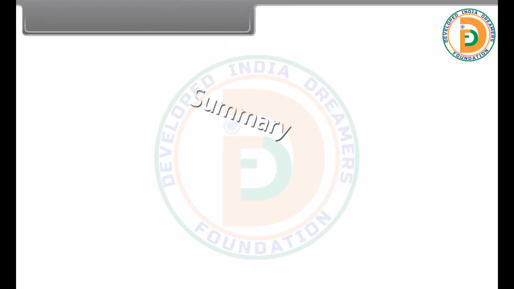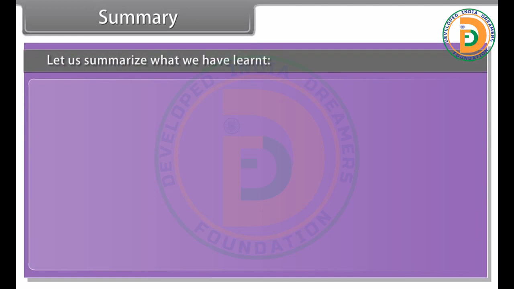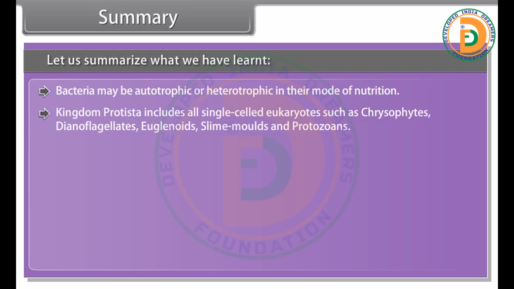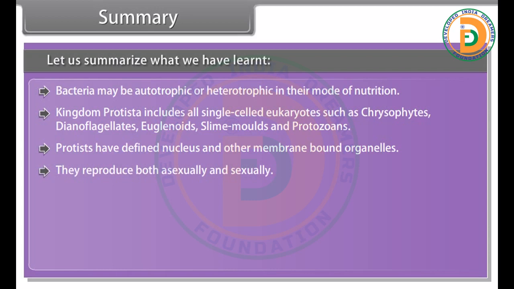Summary. Let us summarize what we have learned. Bacteria may be autotrophic or heterotrophic in their mode of nutrition. Kingdom Protista includes all single-celled eukaryotes such as chrysophytes, dinoflagellates, euglenoids, slime molds, and protozoans. Protists have a defined nucleus and other membrane-bound organelles. They reproduce both asexually and sexually.